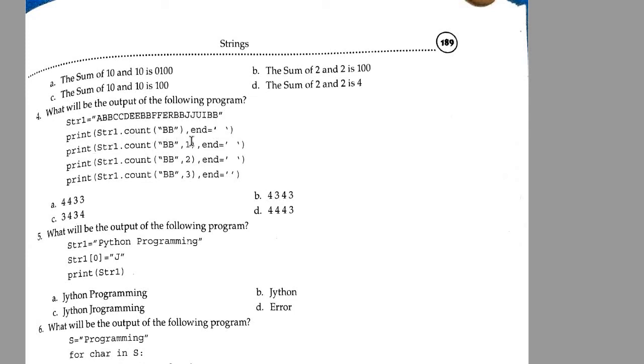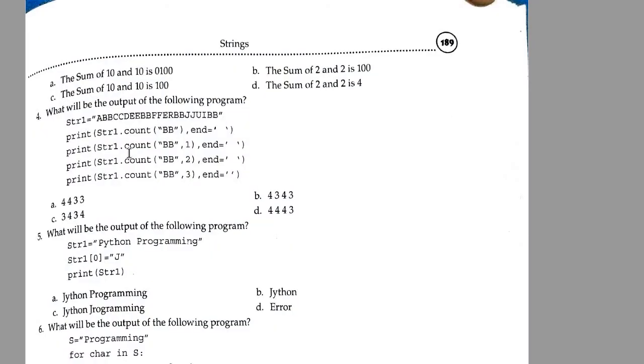First is saying string count bb. Count bb: 1, 2, 3, wait a minute, 4. Okay, 4 times it's coming. So in the third option, if you see, 4 is coming. Fine. Now next is saying str count bb and comma 1. So if you see bb and comma 1, it's just asking for the existence, and the existence would be the same, because you will count a single bb.